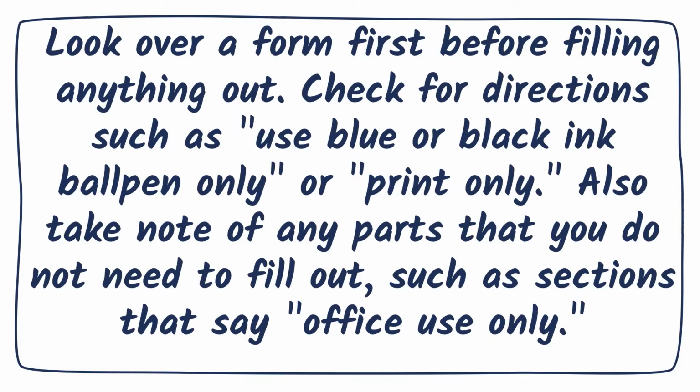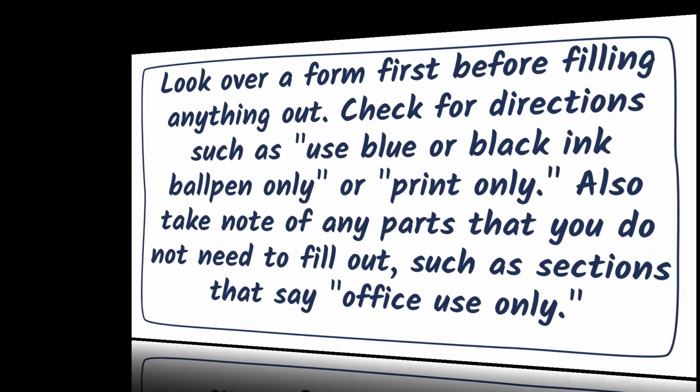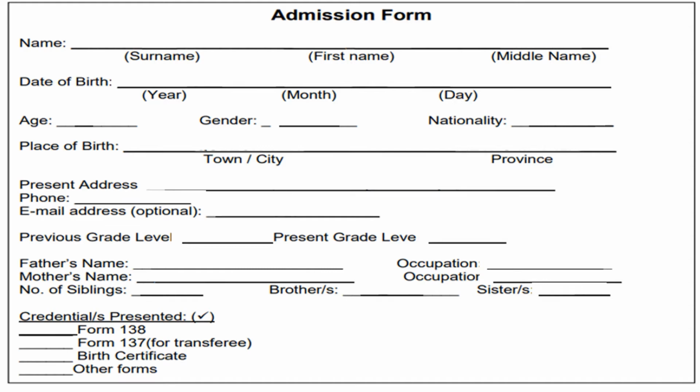Look over a form first before filling anything out. Check for directions such as use blue or black ink ballpen only or print only. Also, take note of any parts that you do not need to fill out, such as sections that say office use only. This is how you're going to fill out an admission form.